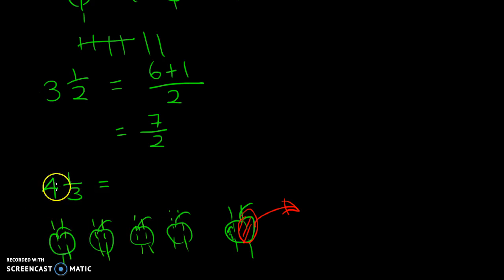So 4 multiplied by 3, as you can see here, 1, 2, 3, 4, 5, 6, 7, 8, 9, 10, 11, 12, is the same. 4 multiplied by 3 is 12. Then I add the additional 1 that I had all along, divided by 3. So 12 plus 1 is 13 out of 3. So the mixed number, when converted to an improper fraction, gives me this.